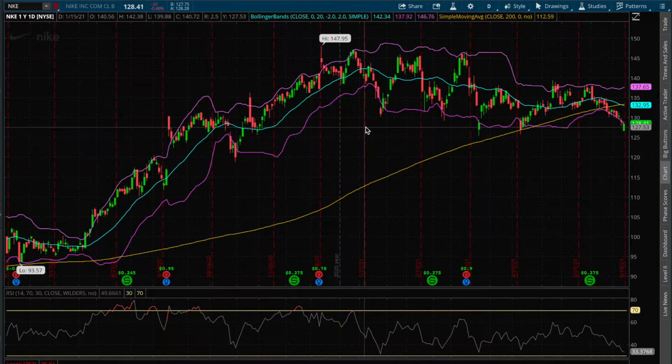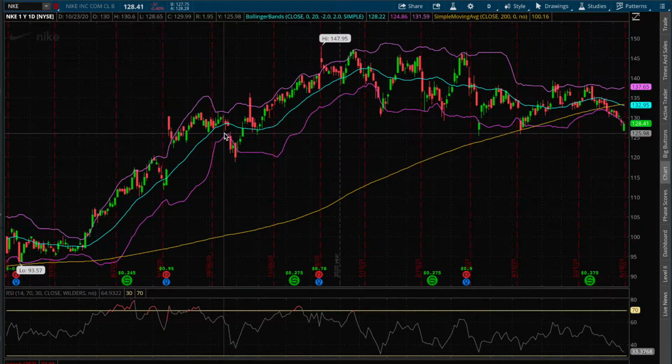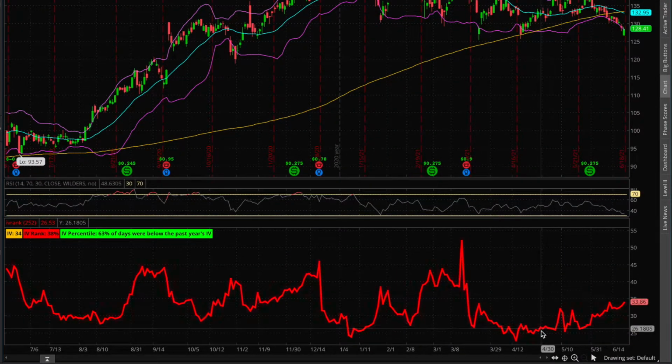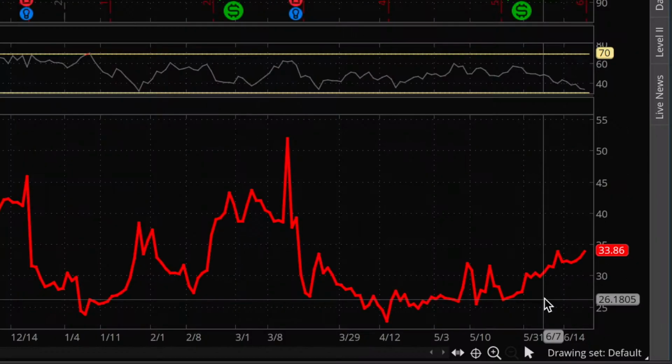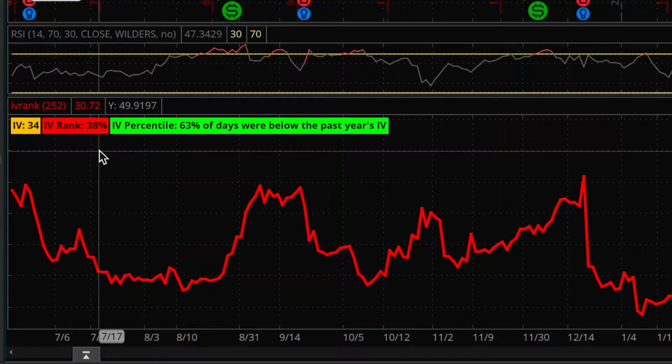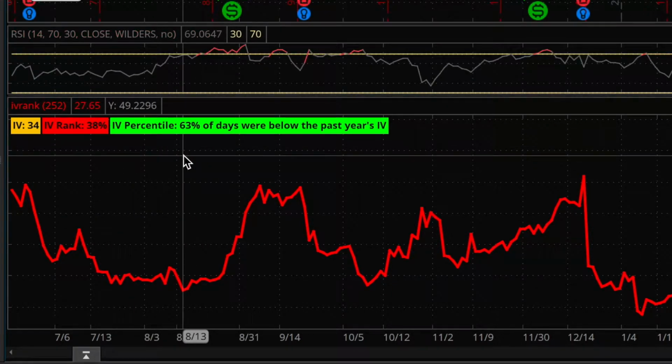And what I have pulled up in this video is a 1-year price action chart of Nike. This company does have earnings next week, I believe on June 24th. And that's why we are seeing, as of right now, a pretty significant spike in implied volatility. You can see currently IV is at just under 34%, which translates to an IV rank of 38% and an IV percentile of 63%.